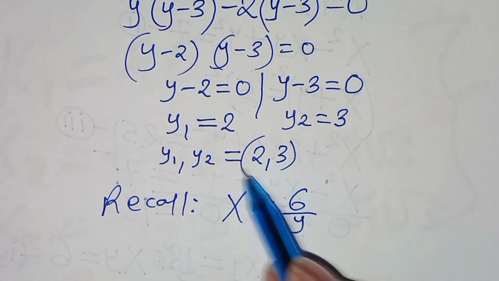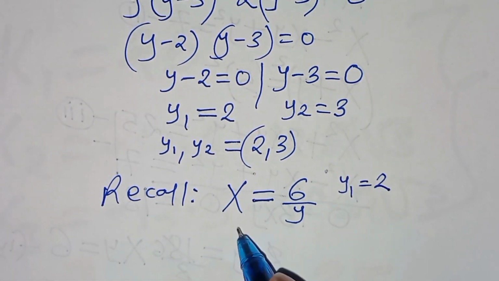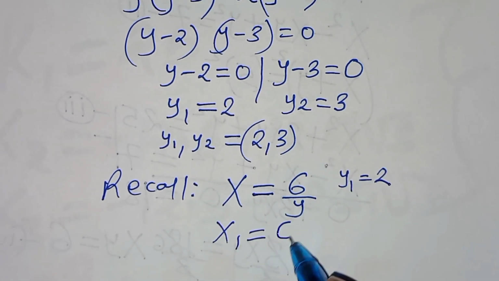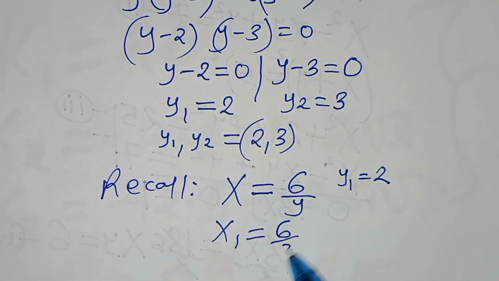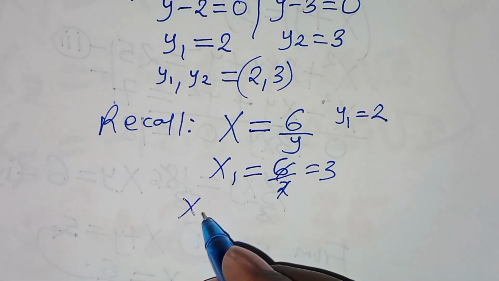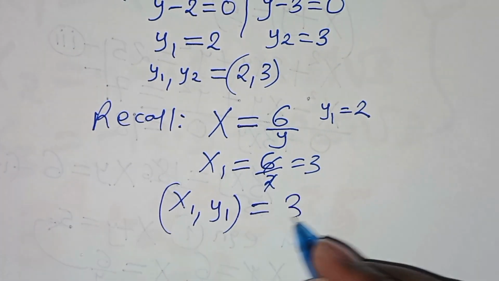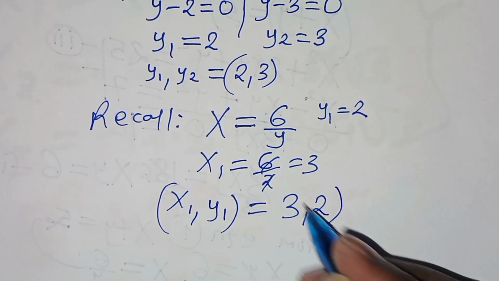Now let's substitute the first value of y, that is y1, which is 2. So that implies that x1 is equal to 6 divided by 2, which is equal to 3. So that means that (x1, y1) is the same thing as (3, 2). So these are two sets of solutions.